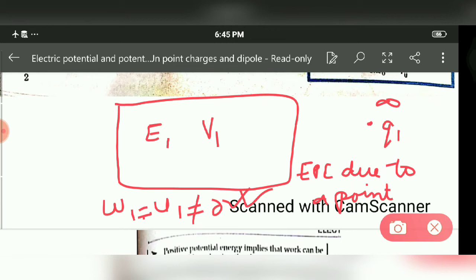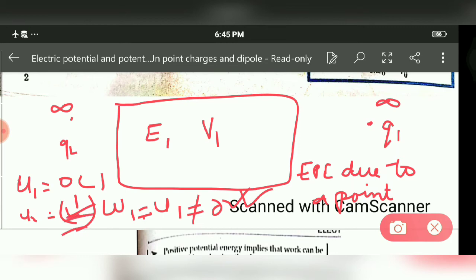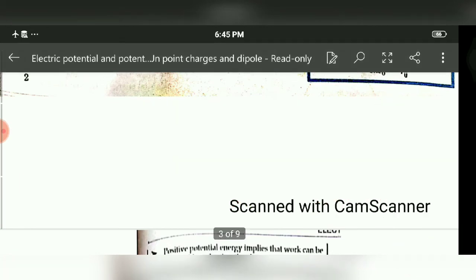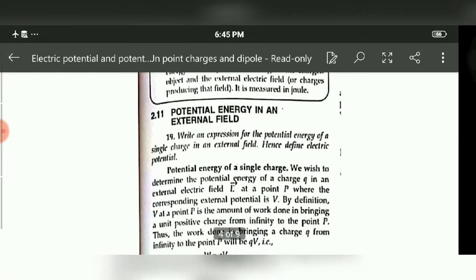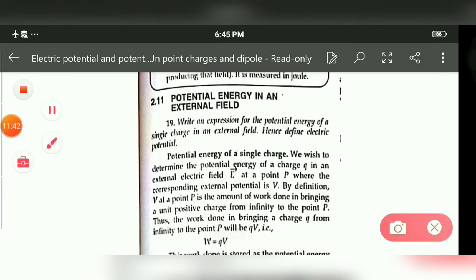And for the second, if we have a 2 particle system with Q2, then like in the previous case we were having U1 equal to 0 and U2 was having some value, and there was only a single term. But here we have a value for U1, and for U2 we have 2 terms. One is due to charge 1 and the other is due to the field's potential. So let's see this potential energy in an external field.